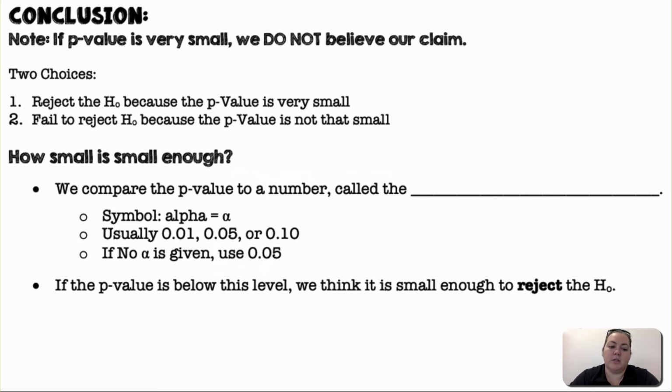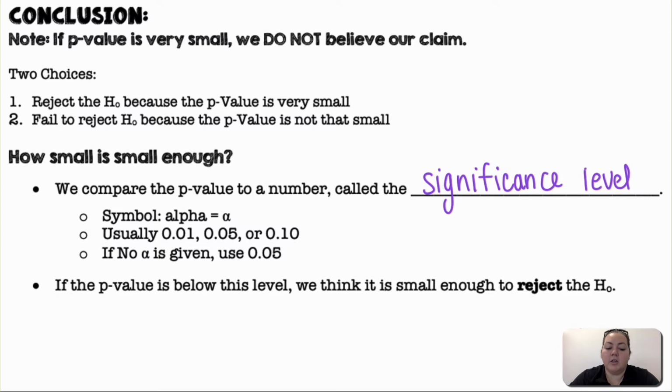So how small is small enough? We compare the p-value to a number called the significance level, or our alpha value. Our symbol is alpha, which is the Greek letter alpha. It's usually 0.01, 0.05, or 0.10. 0.05 is the one you're going to use if they don't state to do it otherwise.